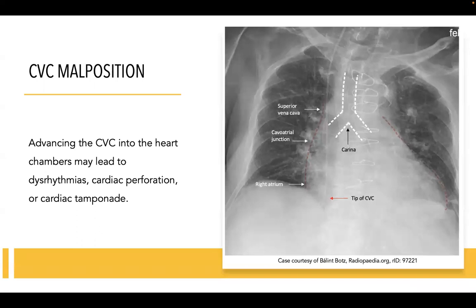This X-ray is from a case study of an 80-year-old male who received a right internal jugular central venous catheter. The tip of the catheter is almost at the level of the diaphragm and extends well beyond the distal 1/3 of the superior vena cava, presumably in the right atrium.